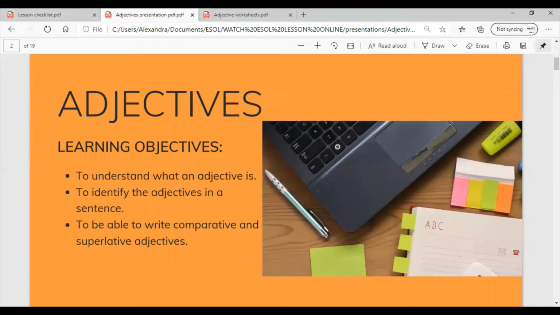Okay, so today, like I said, we're looking at adjectives, and our learning objectives will be to understand what an adjective is, to identify the adjectives in a sentence, and to be able to write comparative and superlative adjectives. If any of that doesn't make sense, don't worry, we're going to go through it all in each stage. And if you're already familiar with these different terms and types of adjectives, then use this as a quick revision session just to remind yourself. It's always good to keep practicing.